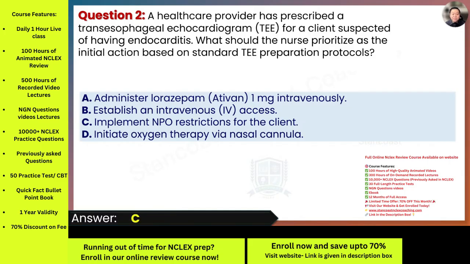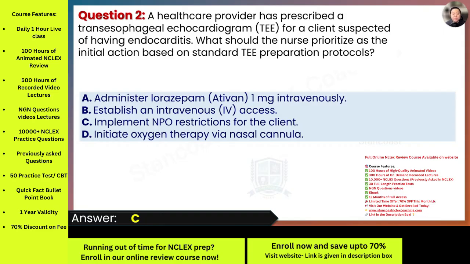Now, I want you to recall the transesophageal echocardiogram, which is a specialized procedure used to obtain detailed images of the heart. This is particularly useful for diagnosing conditions like endocarditis. It is quite different from the echocardiogram because the TEE involves the insertion of a probe into the esophagus, which provides clear images of the heart structures.